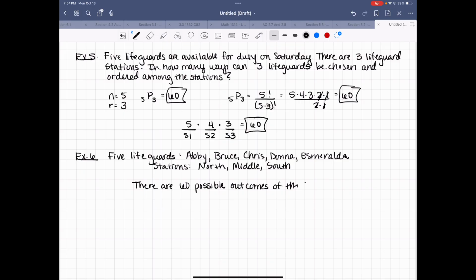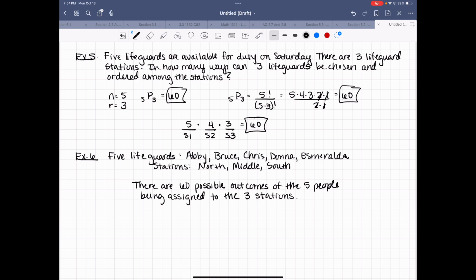of the 5 people being assigned to the 3 stations. Okay? Now, so there's 60 possible different scenarios.